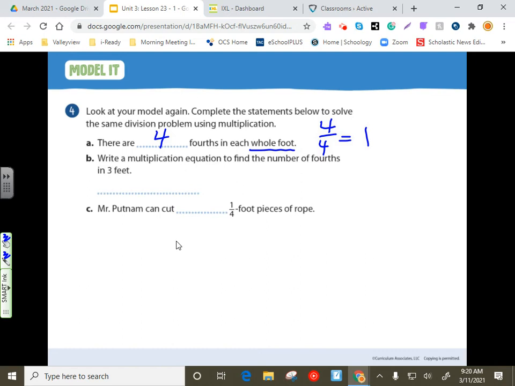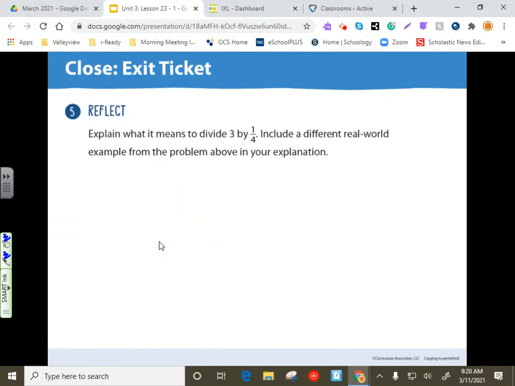4/4 equals 1. Write a multiplication equation and find the number of 4/4s in 3 feet. Well, if there's 4/4 in a foot and we've got 3 feet, that gives us 12. And Mr. Putnam can cut 12 1/4 pieces of rope. So, all right, let's do this last part. Number 5, the reflection. Explain what it means to divide 3, in this case 3 feet of rope, by 1/4.